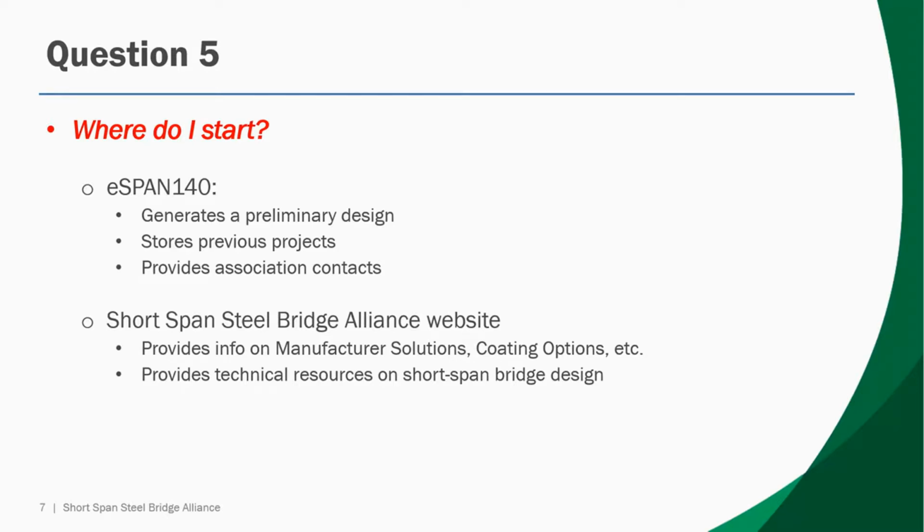It stores the previous projects that you've input, so you can refer back to those in later work. And it also provides a wealth of contacts of association members, fabricators, service centers, producers, all of the cogs that form the bridge delivery engine. You'll find contacts for that within eSpan 140, so it's a great place to get started. There's also a wealth of information on the Short Span Steel Bridge Alliance website. There's more information on manufacturer solutions, coating options, etc. And there's a wealth of technical resources on short span steel bridge design, all freely available to anybody who accesses it. Very worthwhile resource.